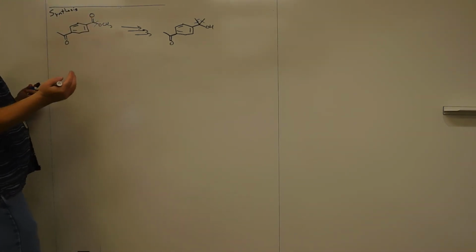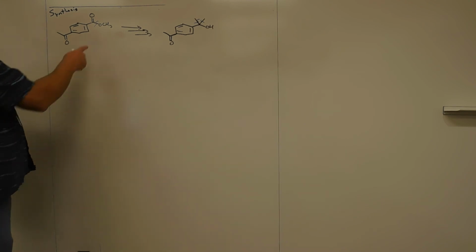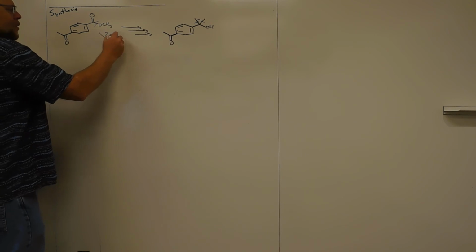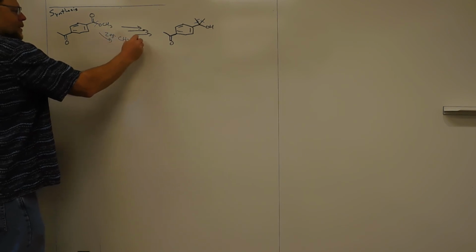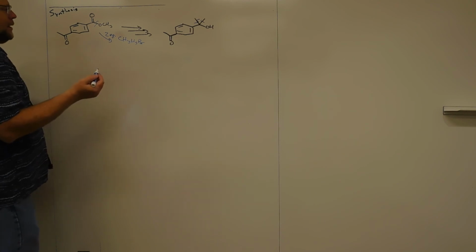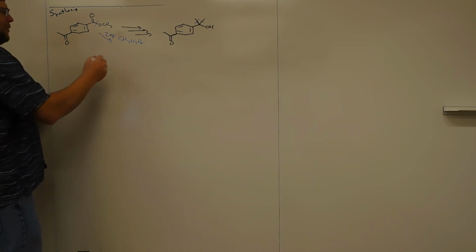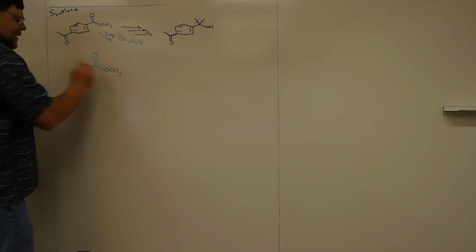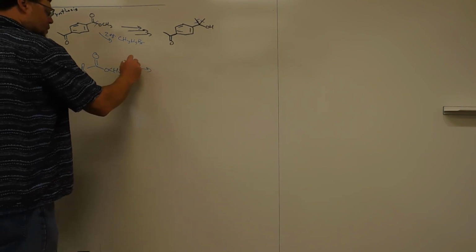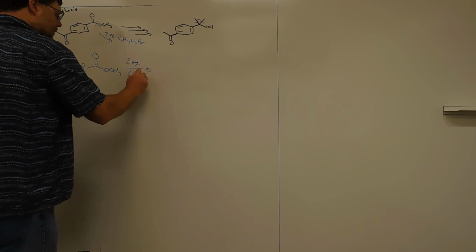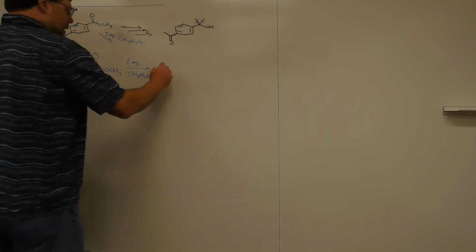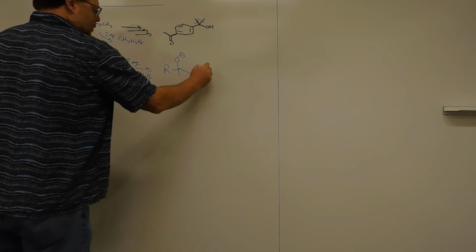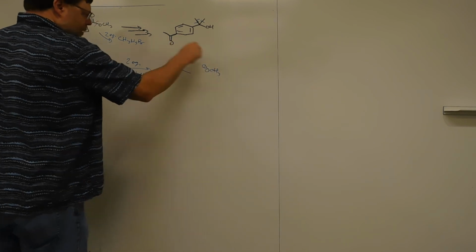And I hope at this point, or at least very soon, that you can tell that an ester, if you treat this ester with two equivalents of methyl Grignard, you'll get what you need. That makes the transformation, right? So if I take an ester like this, two equivalents of methyl Grignard, I'm going to get that plus OCH3 minus, right? And then you protonate and you get what you need.